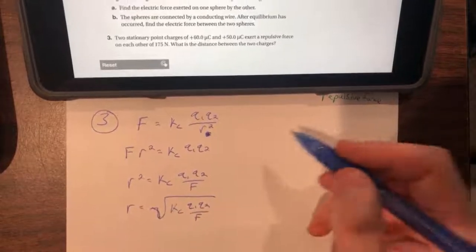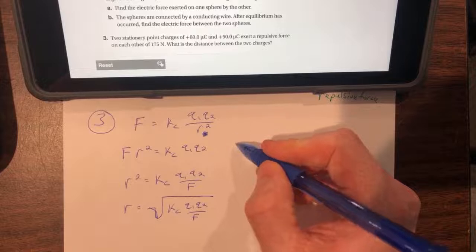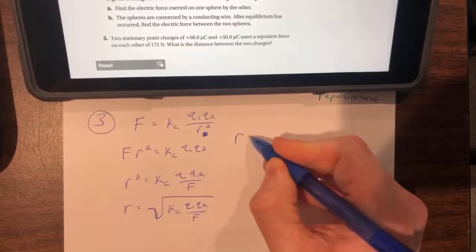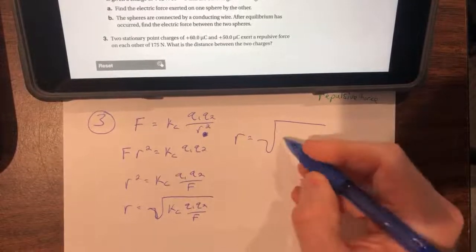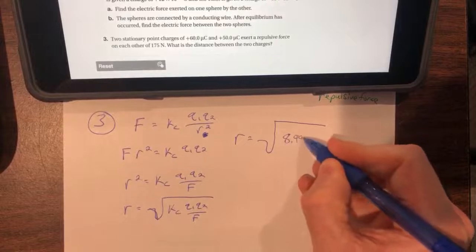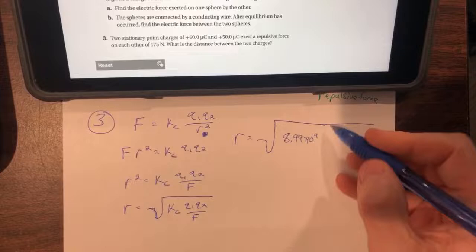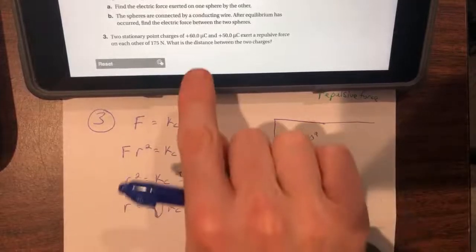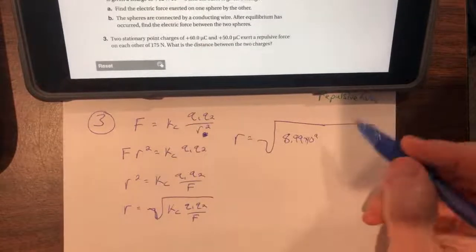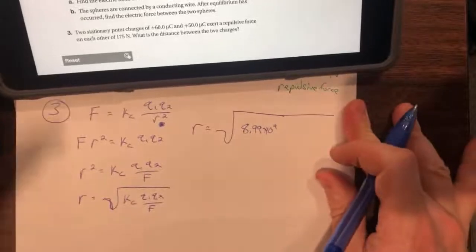All right, so let's go ahead and plug in some numbers. So R is going to be the square root of 8.99 times 10 to the 9th. That's our constant. And then our charges of 60.